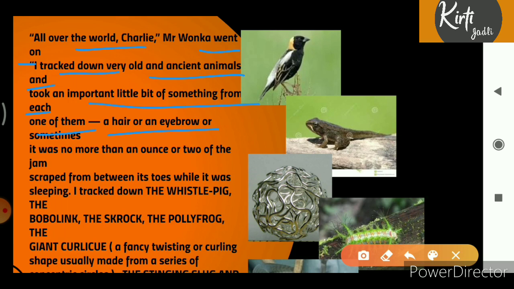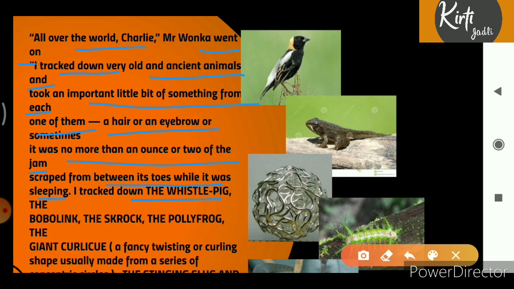A hair or an eyebrow, or sometimes it was no more than an ounce or two of the jam scraped from between its toes while it was sleeping. That is quite disgusting, right? Can you imagine? He scraped dirt from the toes of those old animals.